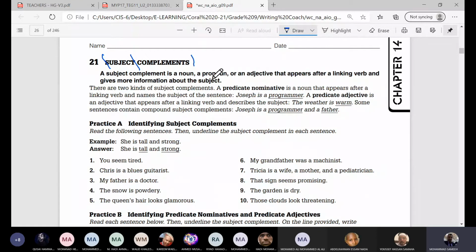So it is a word within the predicate after the verb, yes, but it is related to the subject, not the object anymore. This word can be a noun, pronoun, or even adjective. Do you still remember when I said the winner is I or me? And most of you said me, and I said it's wrong. It has to be I. Why I? Because the verb is linking. And I have to use the subject pronoun, not an object pronoun anymore. So the subject complement, again, is a noun, pronoun, or even adjective that appears after a linking verb.